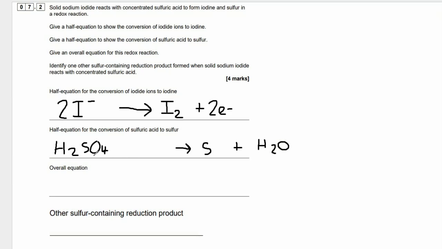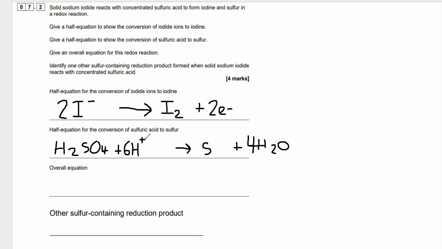Now, I'm going to need to balance this all up. I've got 4 oxygens. So how many waters do I need? Well, if I've got 4 oxygens in the sulfate group and the sulfuric acid, I need 4 H2Os. And that means I need another 6 hydrogens over here. So I can add 6 hydrogen ions.